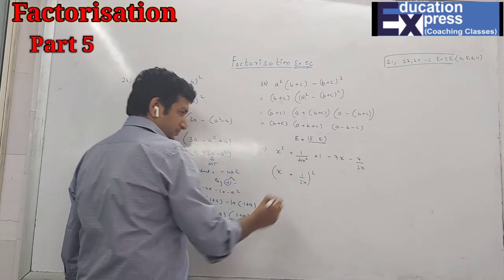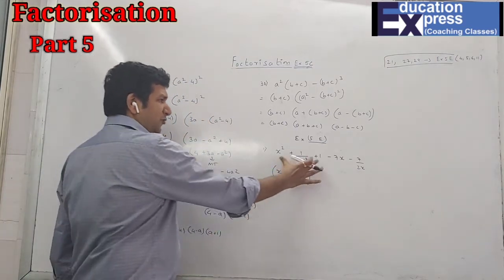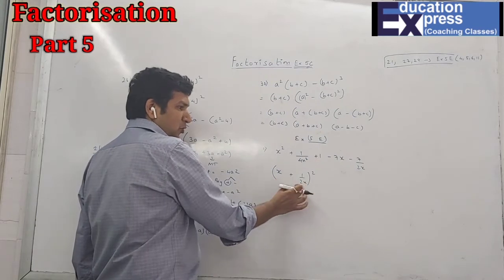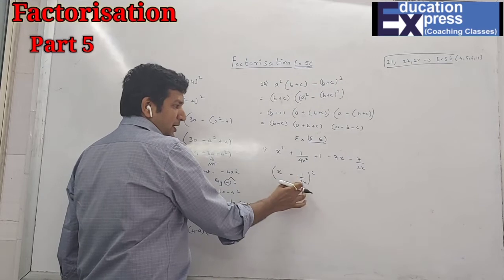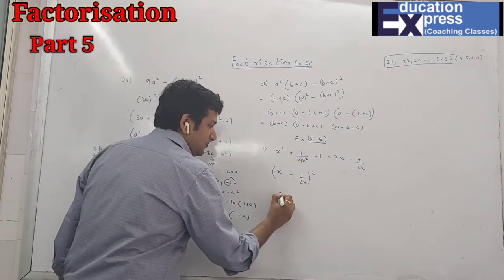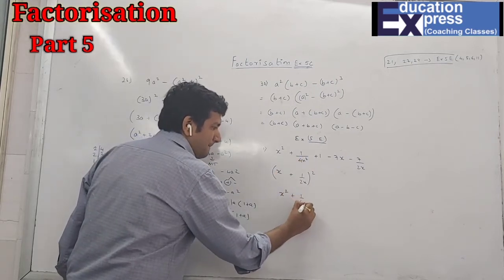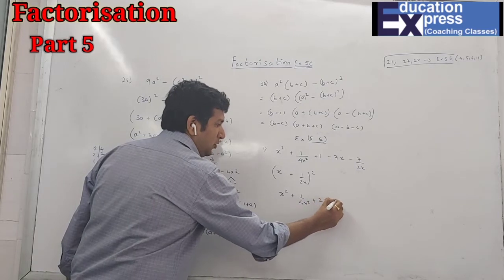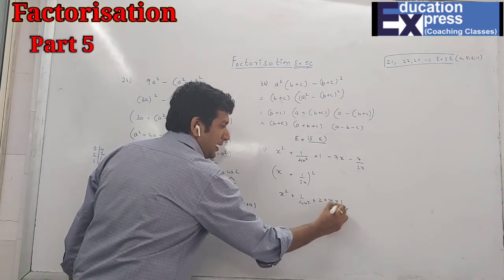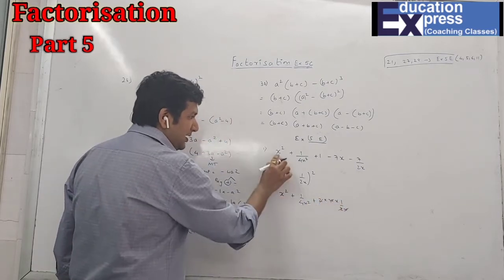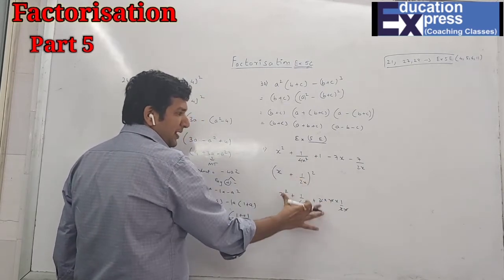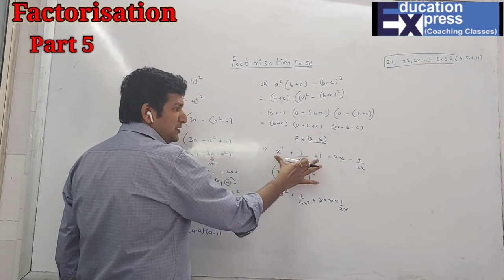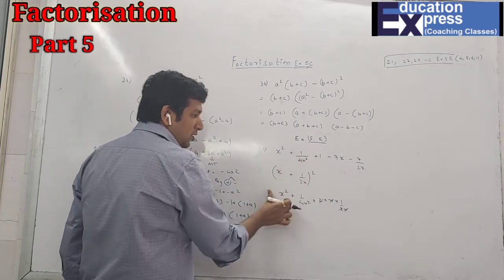Let us check. I have compressed this to this formula, a plus b the whole square. So if I do a plus b the whole square, what will I get? a square plus b square plus 2 into a into b. x square, yes, 1 upon x square, yes, plus 1. That means opening this bracket I get the same thing. So I can compress this whole thing into a plus b the whole square.